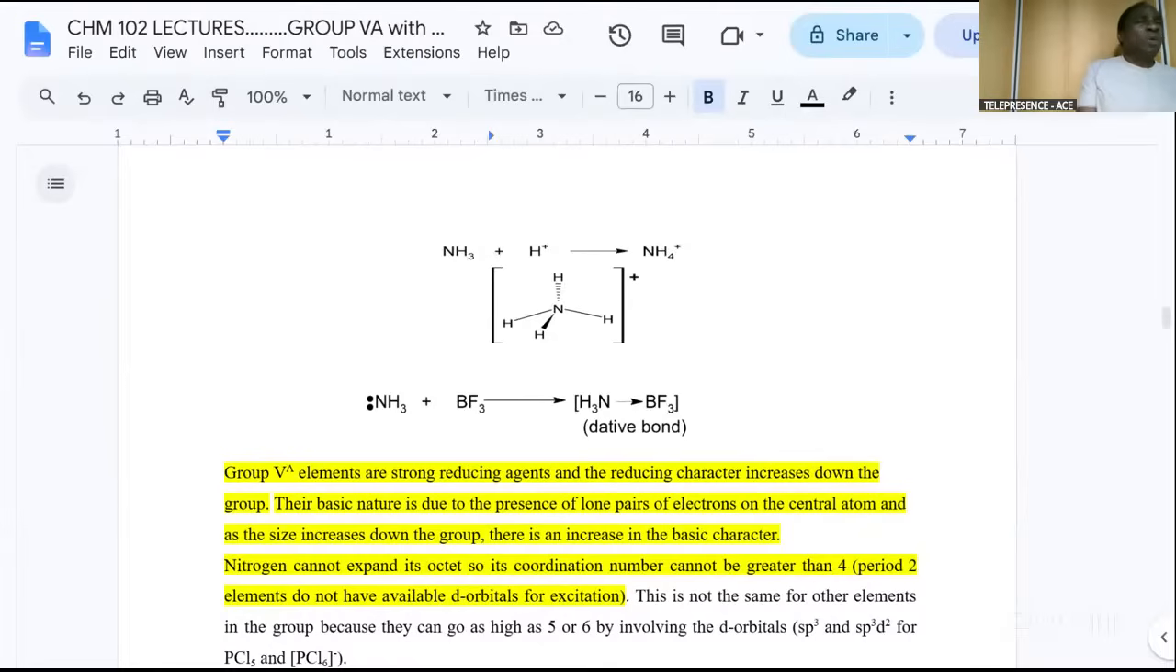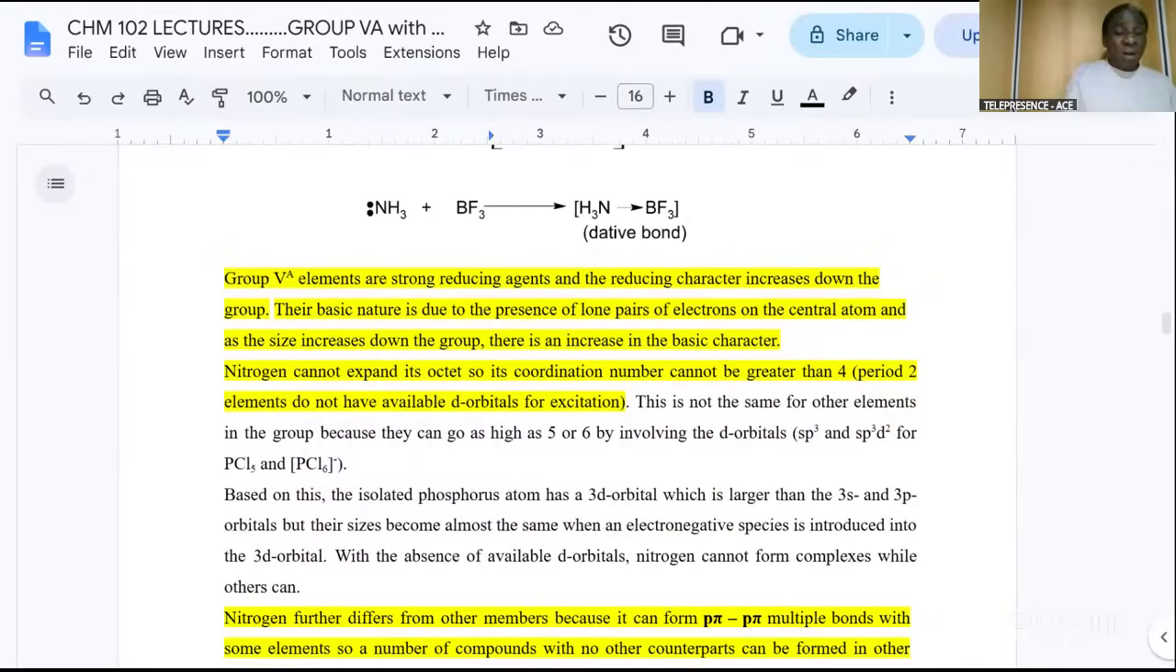A dative bond is a covalent bond that is formed when only one species out of the two combining species to form a compound donates the electrons to be shared. The reason why it is covalent is because electrons are shared. Why are group 5 elements good reducing agents? They are good reducing agents because they readily donate their electrons. And reducing agents are usually oxidized.